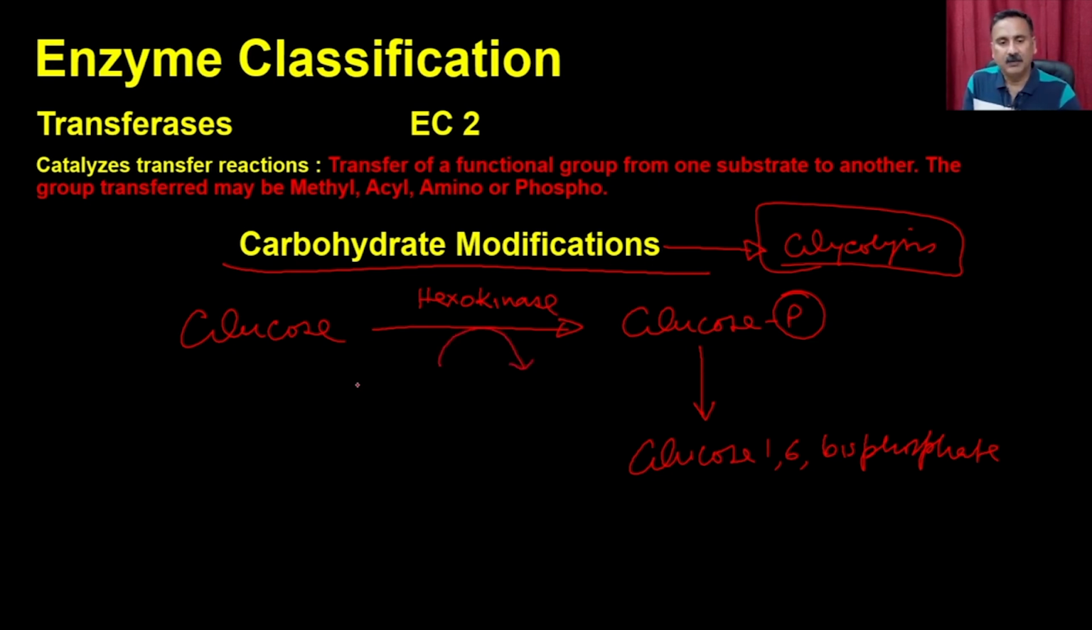In both places you have a similar kind of mechanism, as we have discussed, right? The glucose also has the OH, and this OH has a lone pair of electrons, which is going to act on the gamma phosphate of the ATP, and that's how it forms the bond.